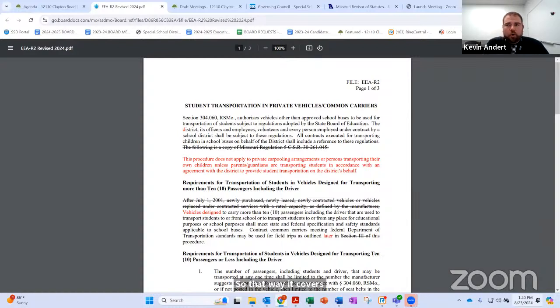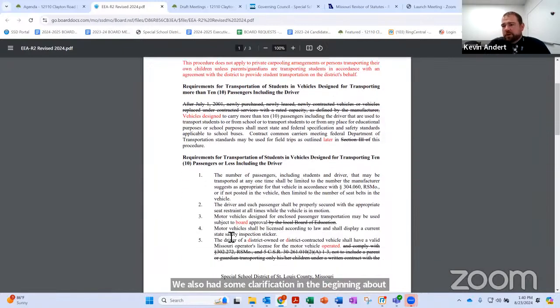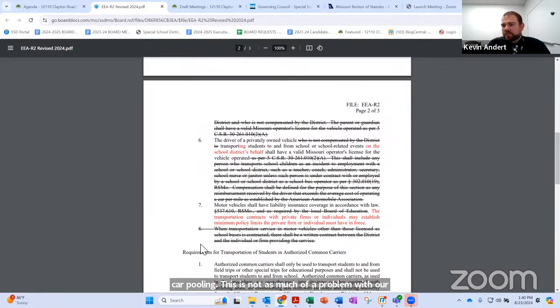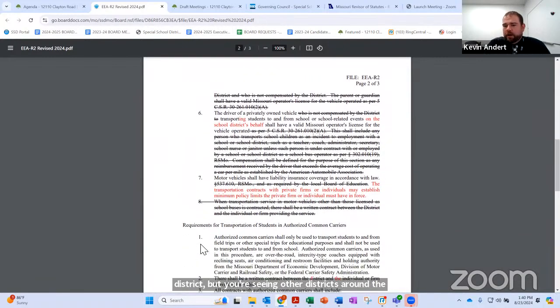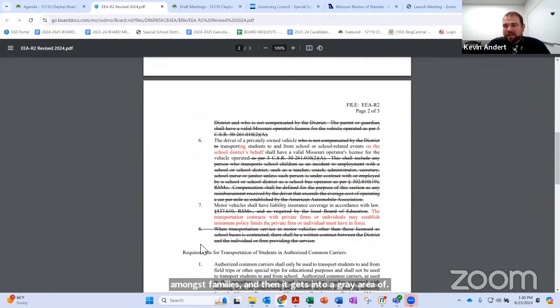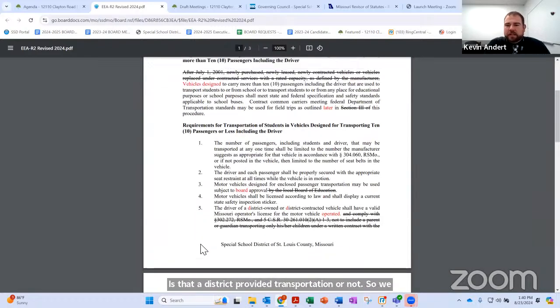We also had some clarification in the beginning about carpooling. This is not as much of a problem with our district, but other districts around the state are more actively coordinating carpooling amongst families. Then it gets into a gray area of whether that is district-provided transportation or not. So we added that clarification. It doesn't directly apply to us, but we went ahead and adopted that MSBA recommendation too.